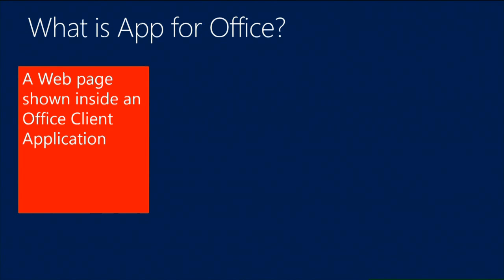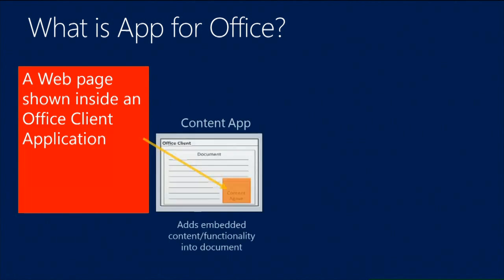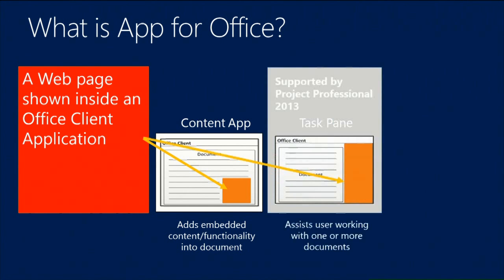Great. So for those who don't know what an app is for Office, it's a web page of some kind shown within the Office client. It could be within the document if it was a Word app. So within that document, it could be a map that shows some results from Bing Maps, for instance. When it comes to the Project client, it's on the right side as a task pane, similar to what you see in Outlook. And this is what is actually supported using Project Pro or Professional 2013.